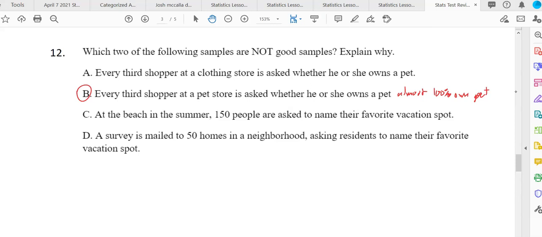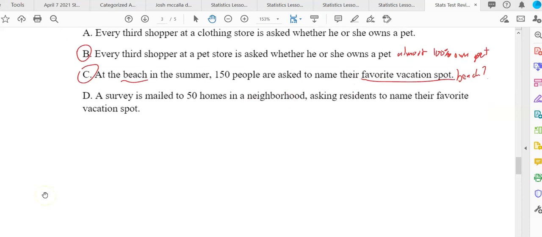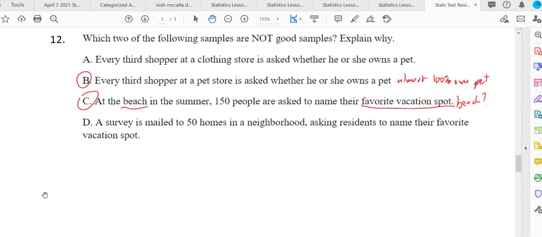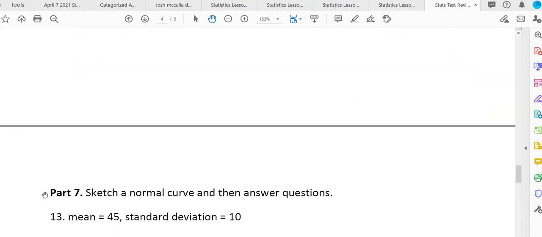So at the beach, name your favorite vacation spot. The beach. That might be their favorite answer because that's where they're at. Maybe they're beach vacation people. I really don't like that question at all. I'm okay with D. I mean, nothing's perfect, but the two worst ones are B and C there.